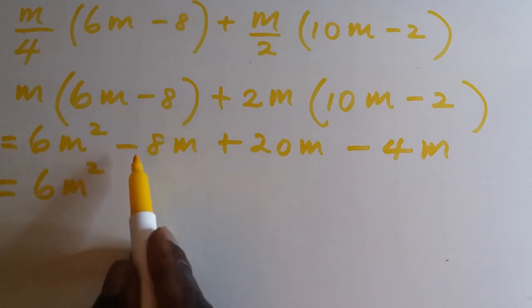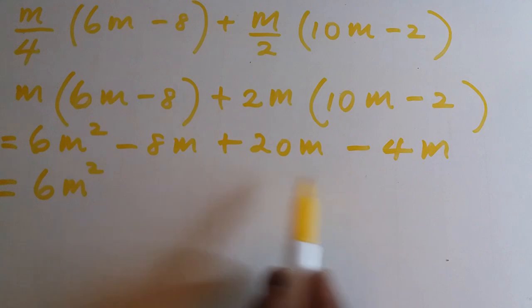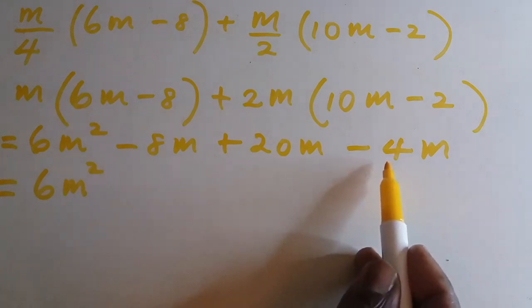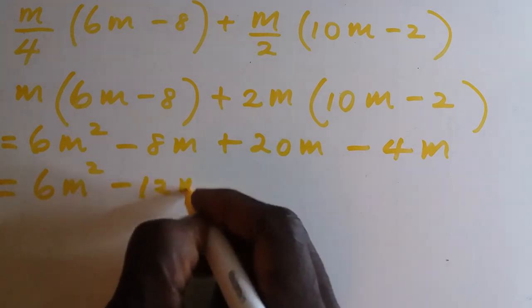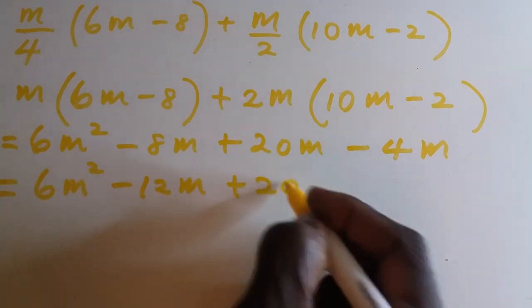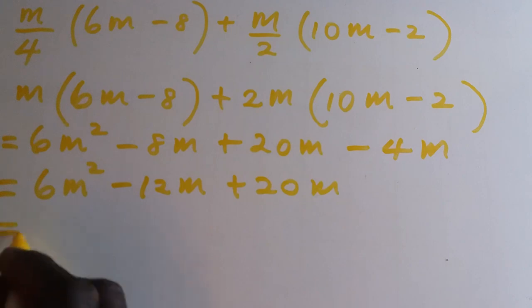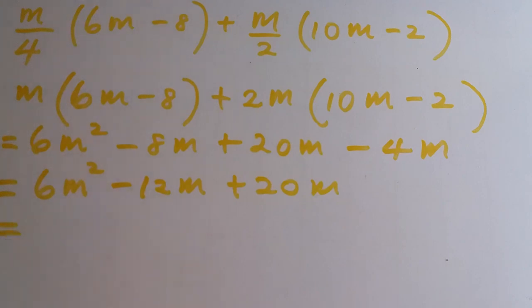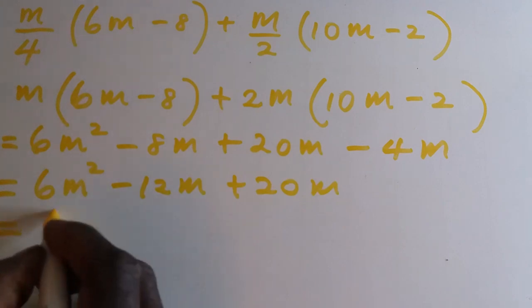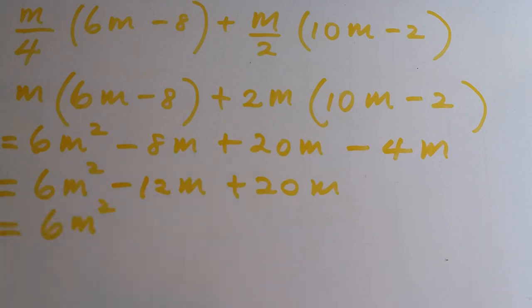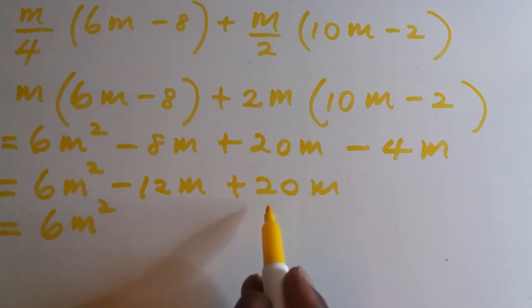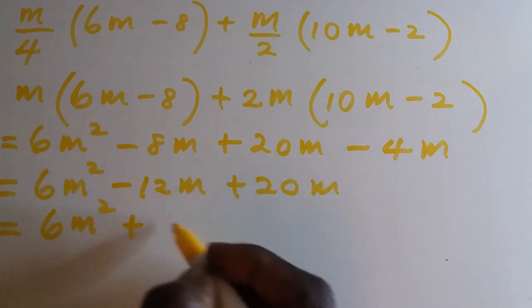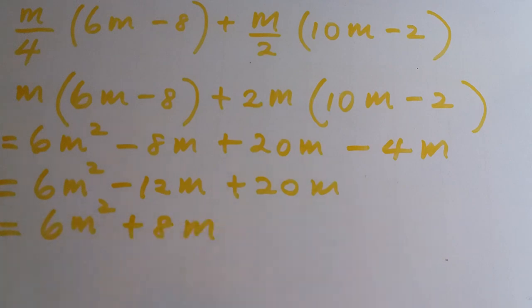Now we have two negatives here, negative 8m and negative 4m will give us negative 12m. And we have 20m. And then finally, we have 6m squared and negative 12m add 20m give us positive 8m. And that's it.